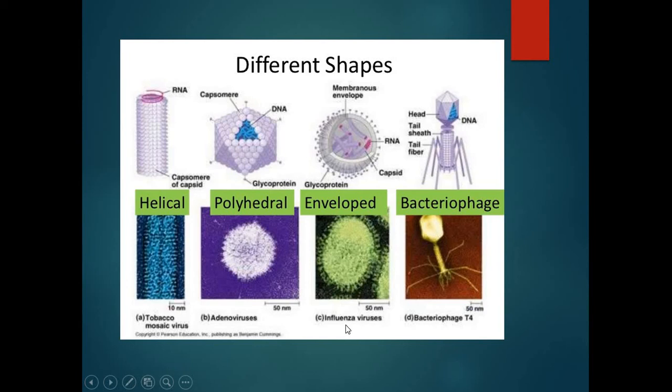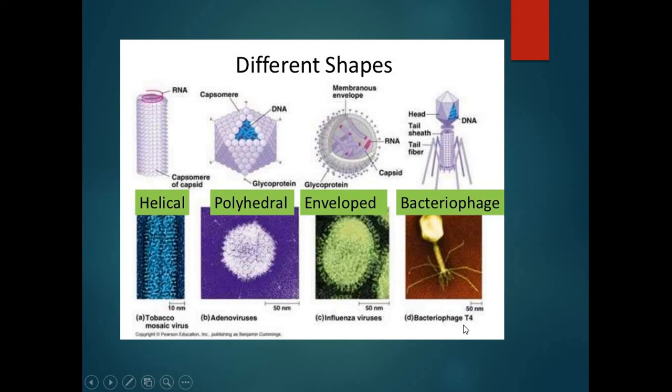Here you can see the influenza virus. Influenza viruses are 50 nanometers in diameter, and they are enveloped viruses with glycoprotein spikes present on their surface. They also have a plasma membrane derived from the host, and this plasma membrane protects the nucleocapsid and RNA from external damage.